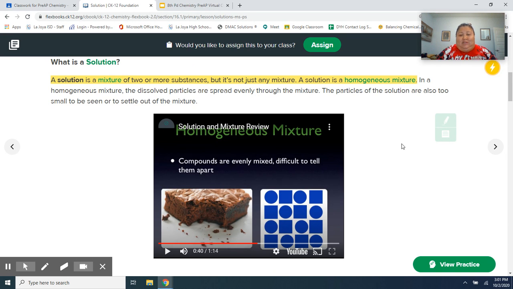And who wants that? In the picture on the right, you can tell that all these circles and squares have been evenly distributed. If you were to cut this into 4 pieces, each piece would have 2 squares and 2 circles.